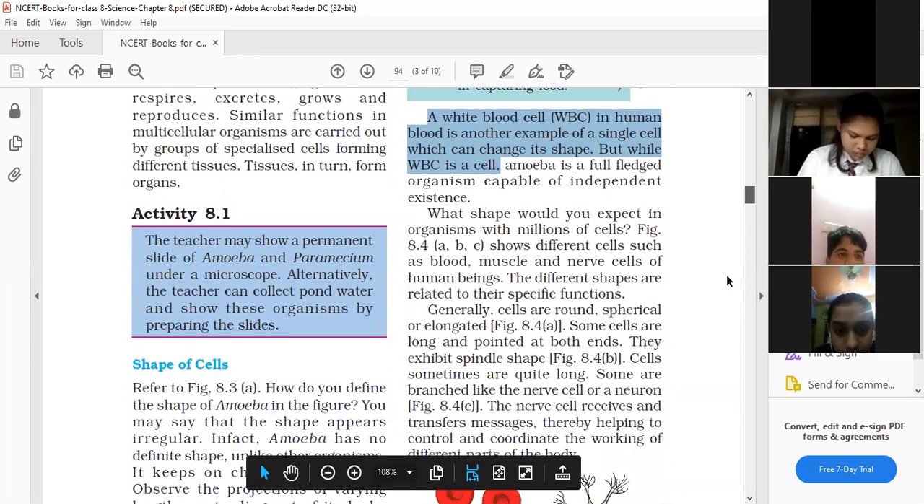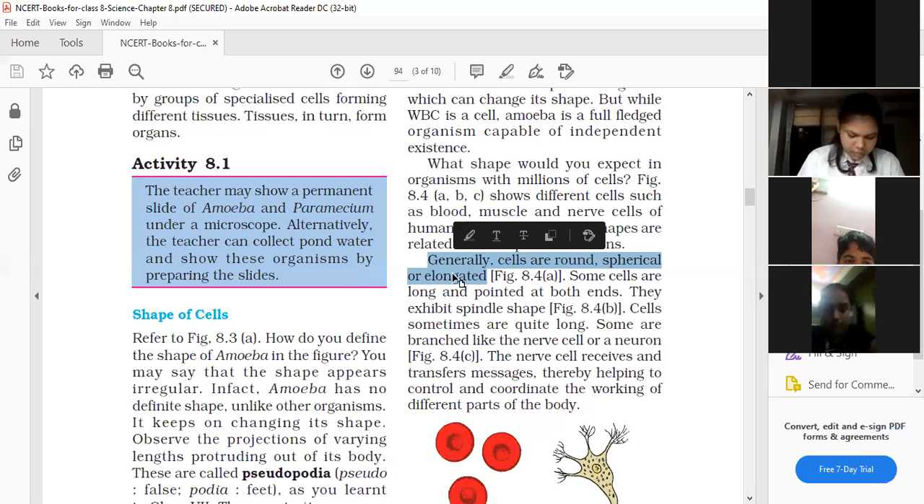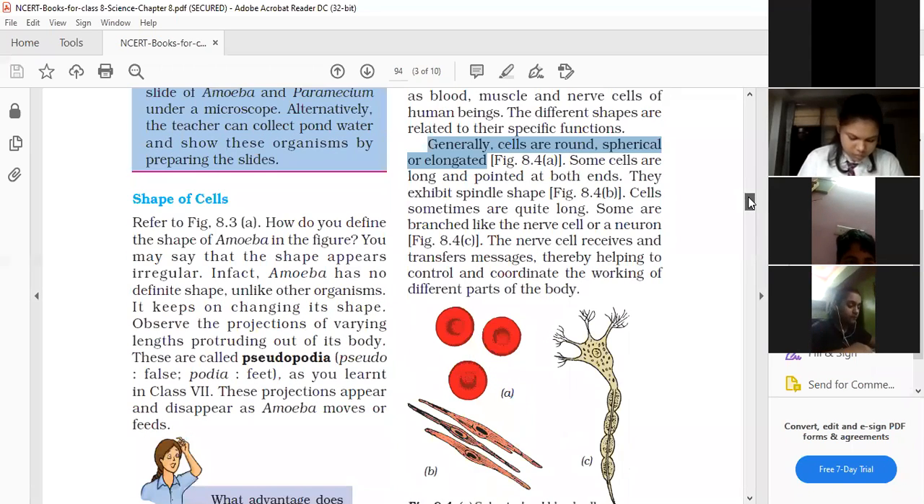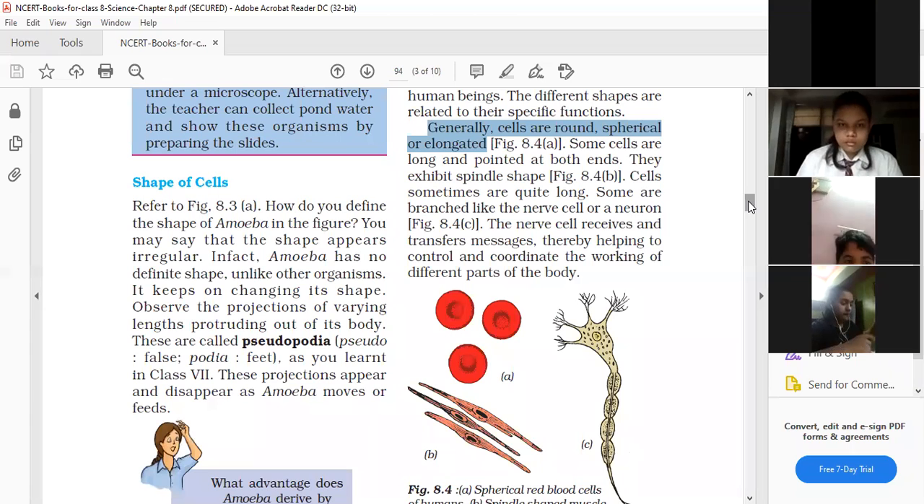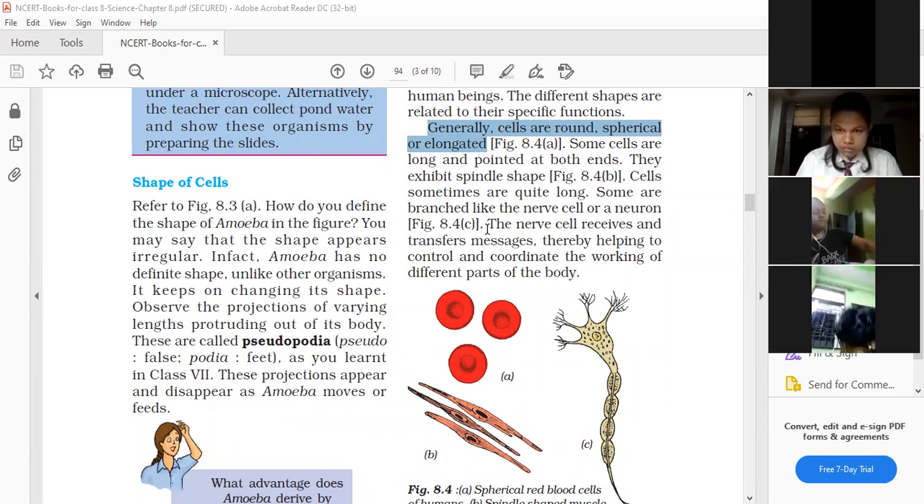Generally, cells are found spherical or elongated. Some cells are long and pointed at both ends. They exhibit a spindle shape. Cells sometimes are quite long. Some are branched like the nerve cell or a neuron. Figure 8.4c is an example. The nerve cell receives and transfers messages, thereby helping to control and coordinate the working of different parts of the body. Okay, thank you, beta.